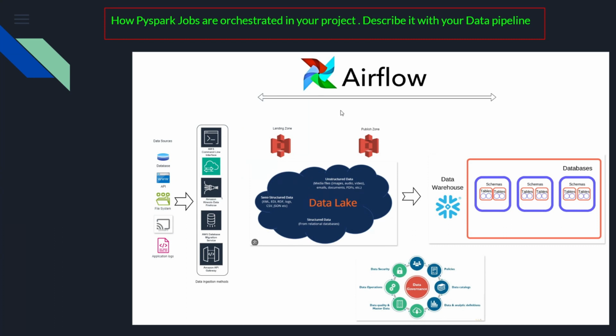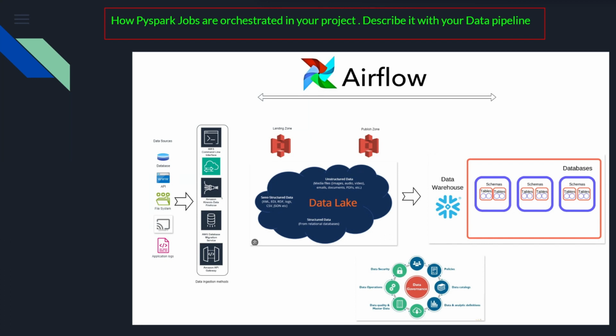Data is coming from various sources. We can see here it can be a database, or it can be from a web service. Data can come from any file system, an in-house file system, and it can come through streaming services as well. And we have application logs as well. These are the kinds of sources through which we will be getting data.